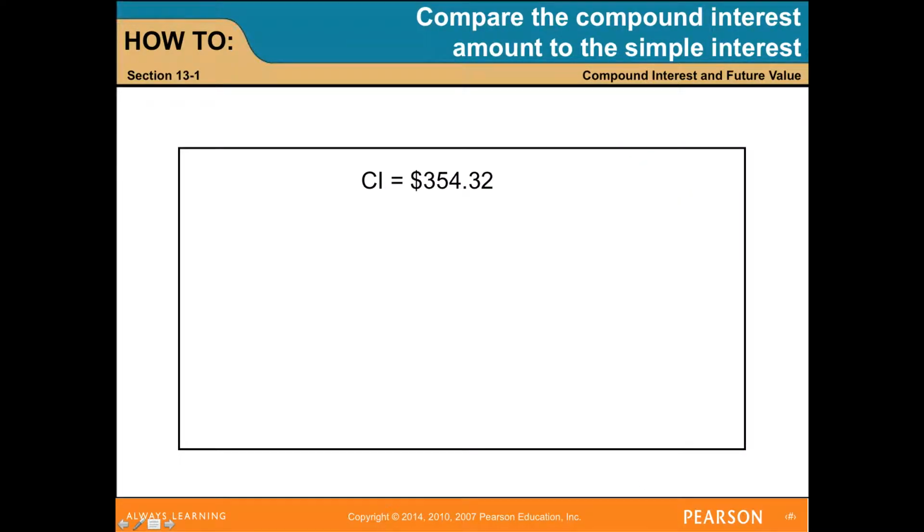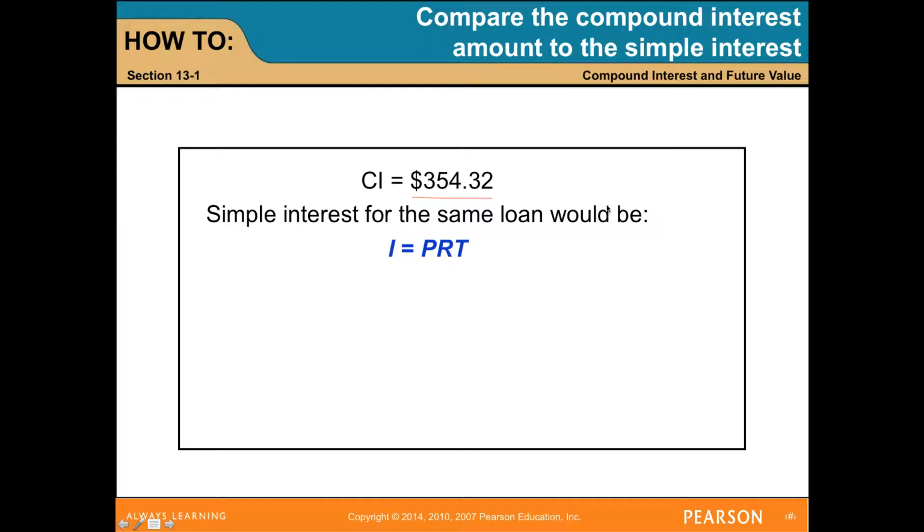Okay, compare the compound interest amount to the simple interest. So now here we have the compound interest, which is the same one, $354.32. The simple interest for the same loan would be I equals P times R times T, equals PRT. I equals 800 times 13% times 3. Because we're just getting 13% of $800 times 3 periods, it would be 312. So like I said in the very beginning, whenever you see compounding, you're going to pay more than whatever the rate is. So if it really were just 13%, all you would pay is $312.